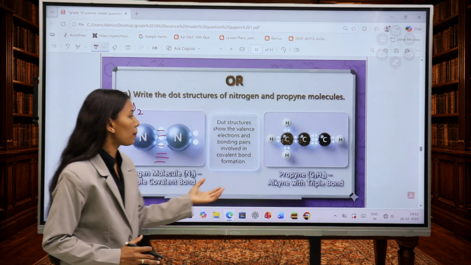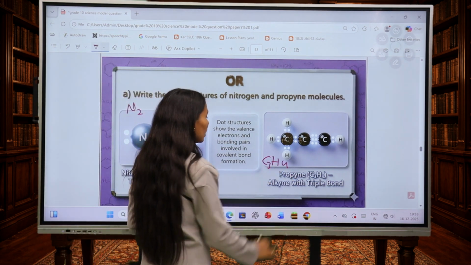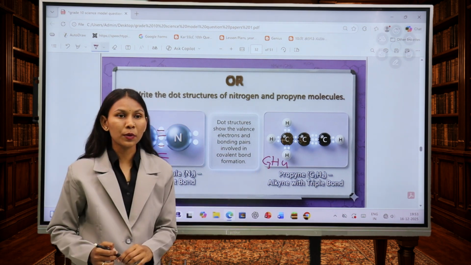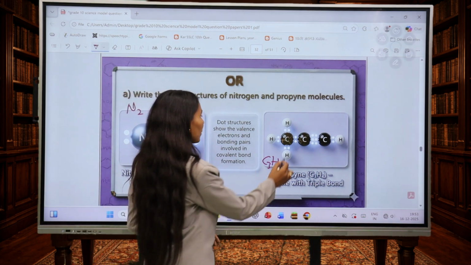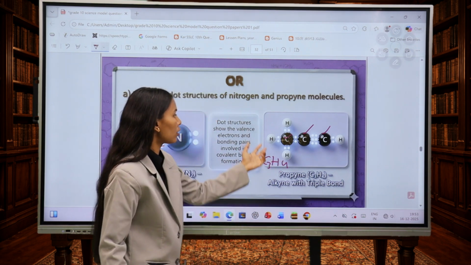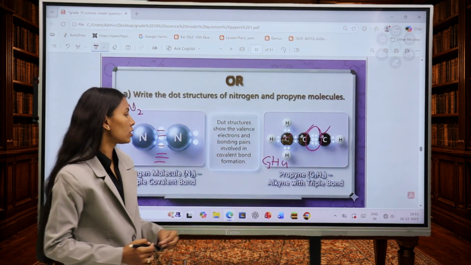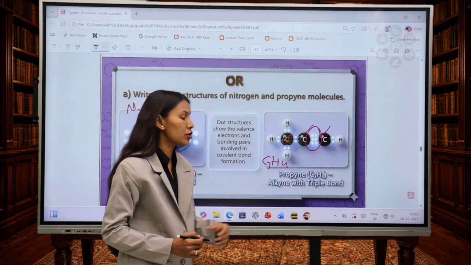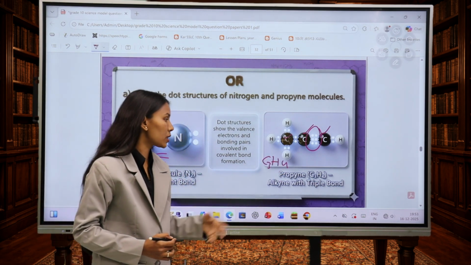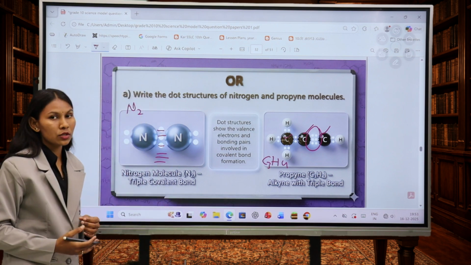Okay, so propane, that is C3H4, that is an alkyne with a triple bond. As you can see here, 3 carbon atoms and 4 hydrogen atoms, which has a triple bond here. So this is the structural formula or structural representation of the propane. Okay, so let's go to the next question.